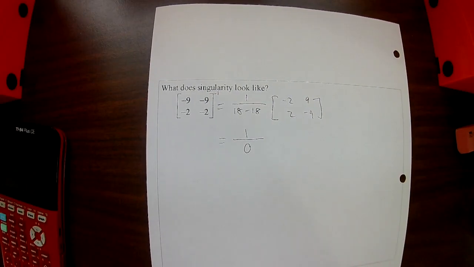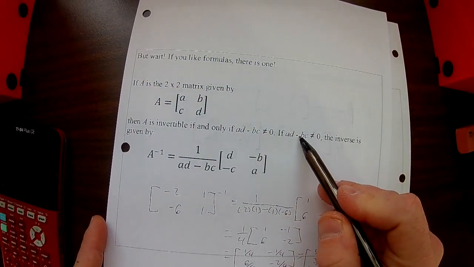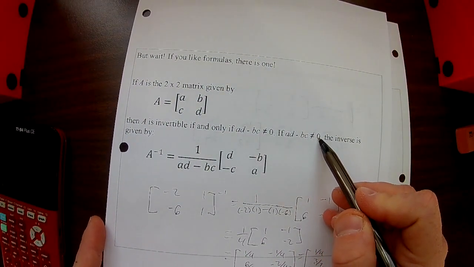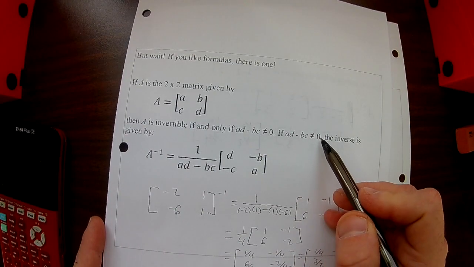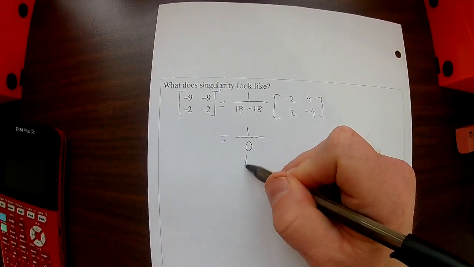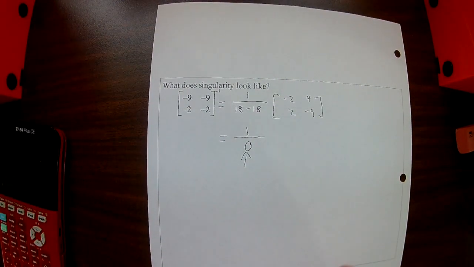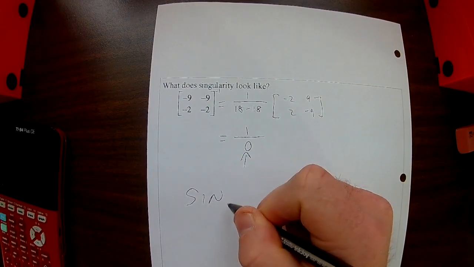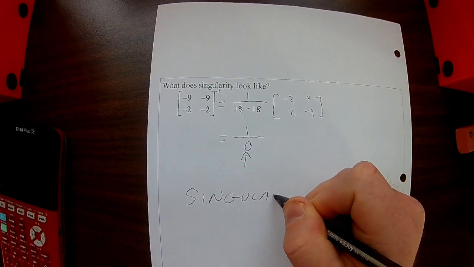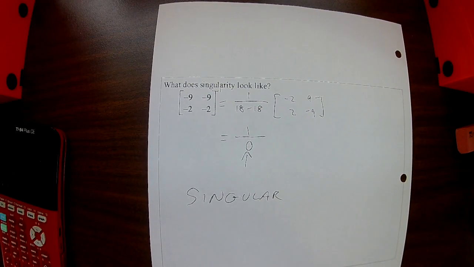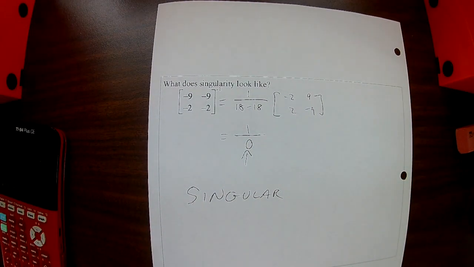Well, if we remember back to the formula, it actually said if AD minus BC is not equal to 0. If AD minus BC is equal to 0, you end up dividing by 0. This matrix does not have an inverse. It is singular or non-invertible.